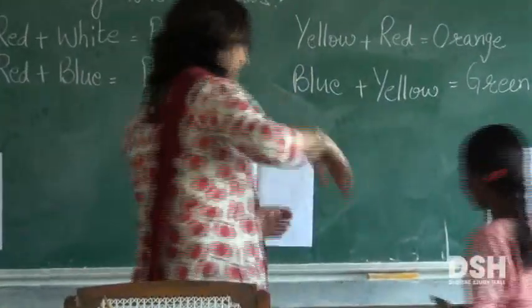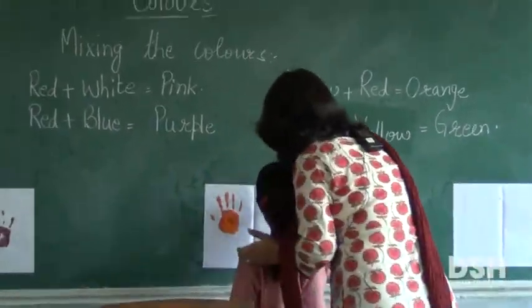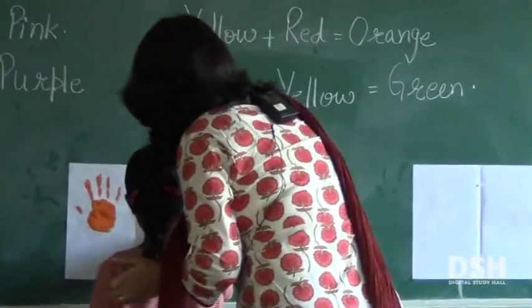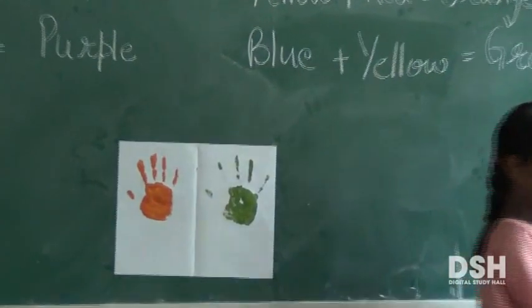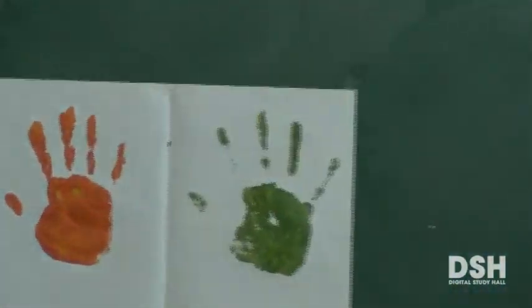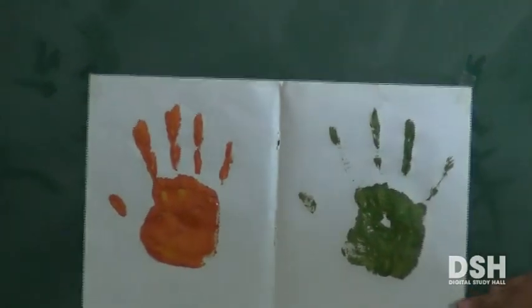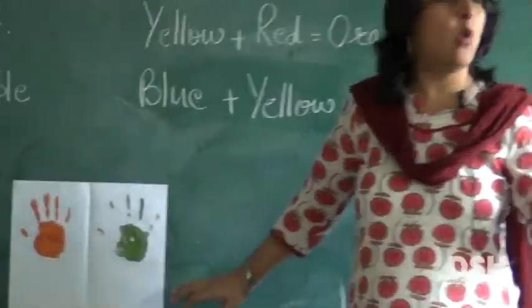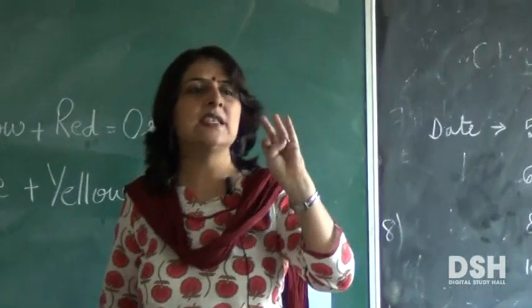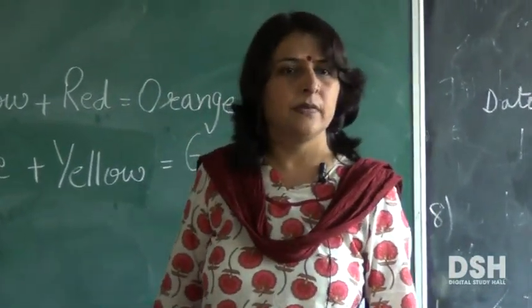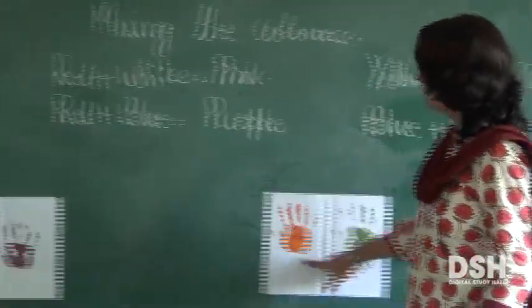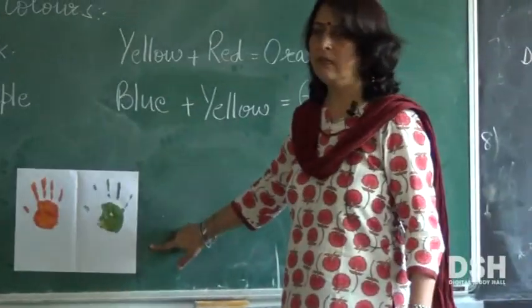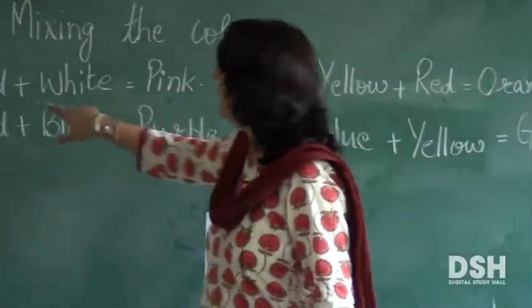Come, come, come, Kulvanti. We will paste it here. One, two, three. Look at this. Which is this color? Green. Grass is green. Vegetables are green. Guava, green chilies. They are green in color? Yes. So which is this color? This is? Green. Pink. Purple. Green.